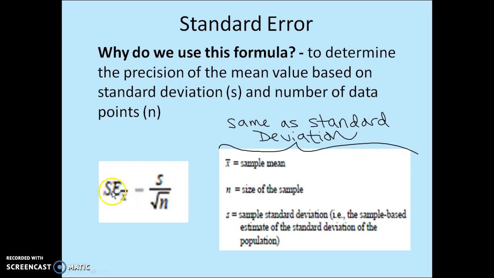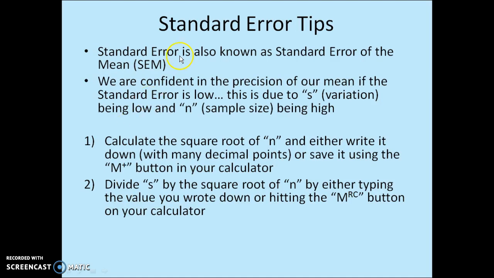And that gives us the SE x bar, or sometimes they write it as SEM for standard error of the mean. Now we're confident in the precision of our mean if the standard error is low. This happens when S, the variation, the standard deviation, is low, and also the sample size is high. So that means all of our data points are close to the mean, and we also have a lot of data points, so we're pretty confident.